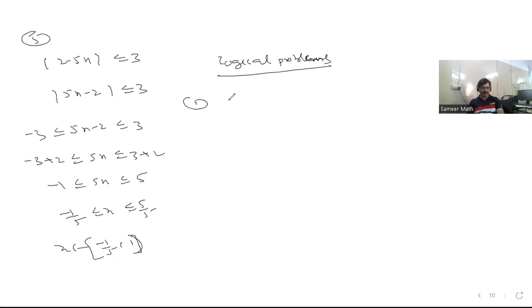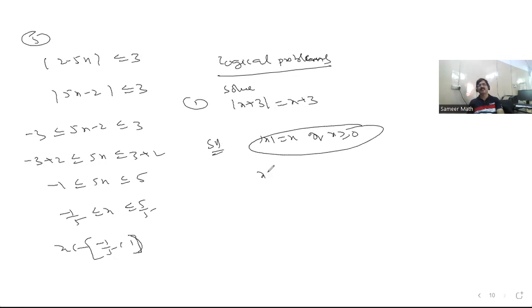First one, the beautiful one which I am going to give you. You should know the definition perfectly, thoroughly. Sorry, let me write clearly. Mod of x minus 3 is equal to x plus 3. If I say solve, don't think of any other answer. Mod x is equal to x when? If x is greater than or equal to 0, right? You write x plus 3 is greater than or equal to 0. x is greater than or equal to minus 3. So x belongs to what? Minus 3 to infinity, closed.